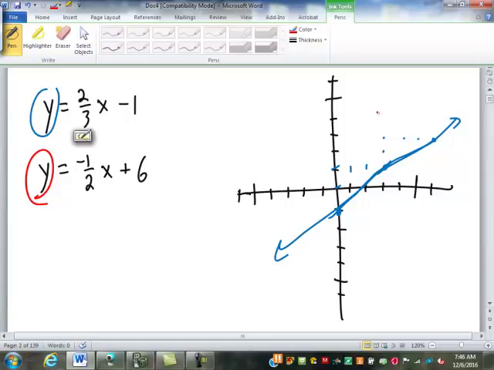The next one, where do we start? 6, so up here, and from there we go down 1, over 2. I'm going to do it again, down 1, over 2, maybe one more time. So here's the question. What does that blue line represent?